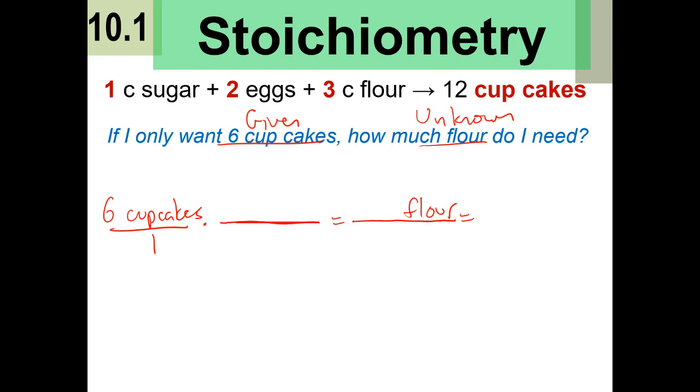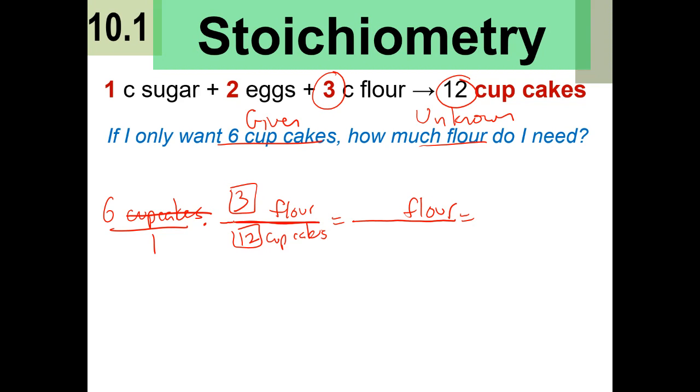So here we go. We want to get out of cupcakes into flour. So let's put cupcakes on the bottom and flour on top, okay? Now, what are the numbers that go along with these units? Once again, we go look at the recipe up here, and we see that 3 cups of flour is what we need for 12 cupcakes. So here we go. We got the numbers in.